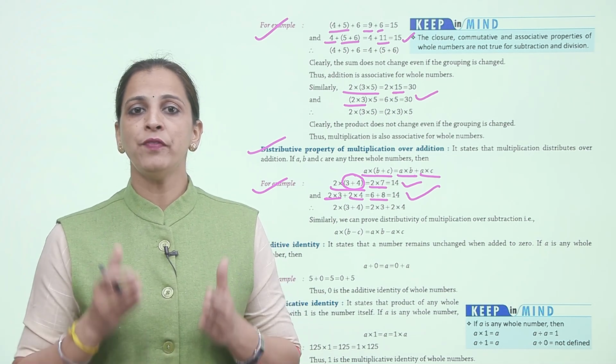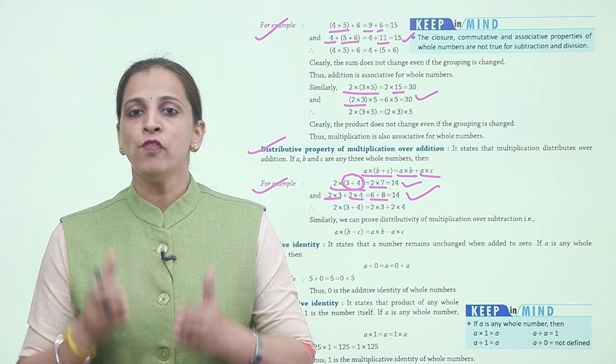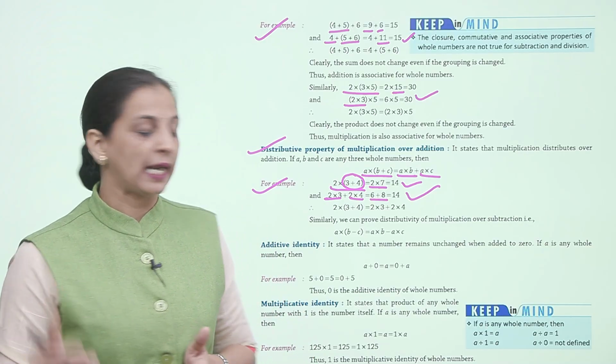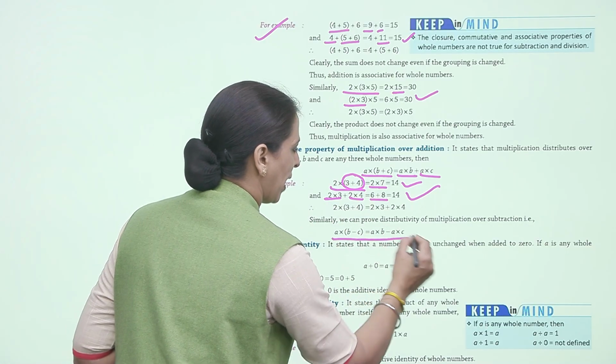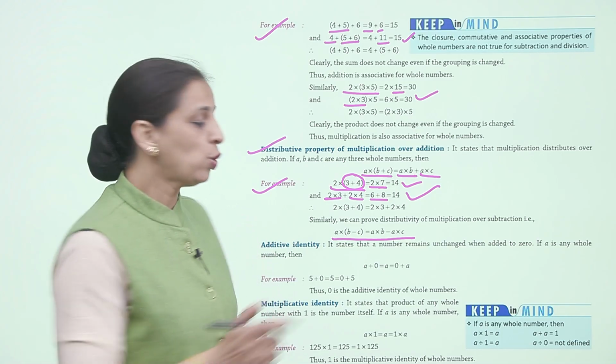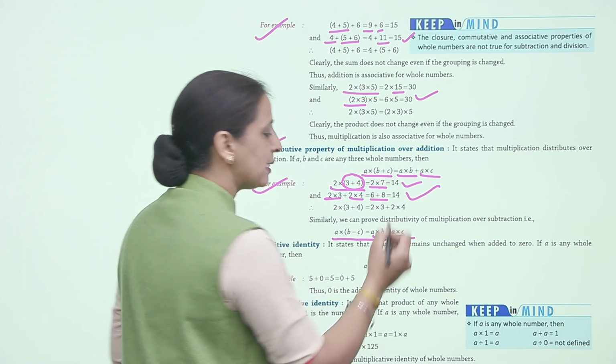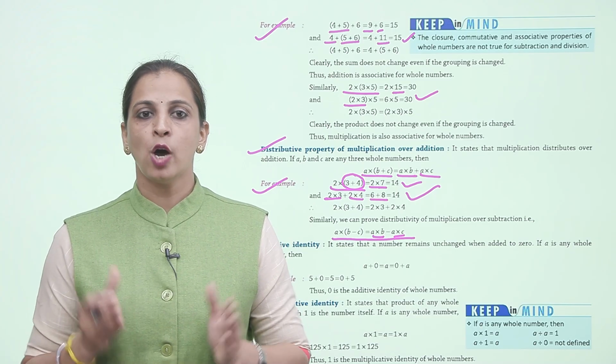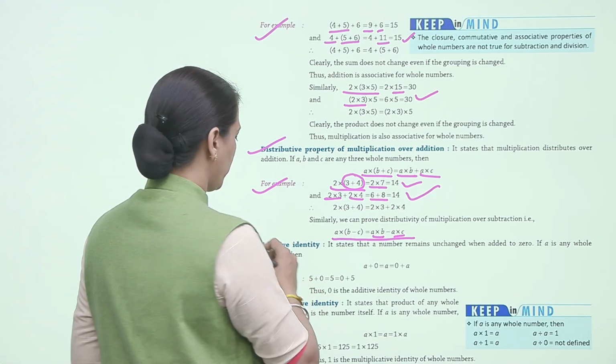Similarly, we can prove distributivity of multiplication over subtraction. That is, there, in place of plus, minus will come. That is, A multiplied by (B minus C) is equal to A multiplied by B minus A multiplied by C. Now, additive identity.